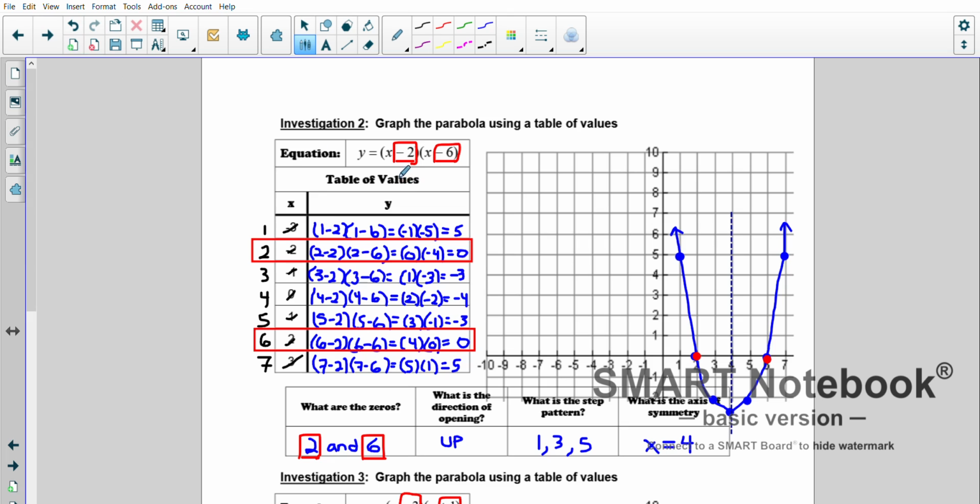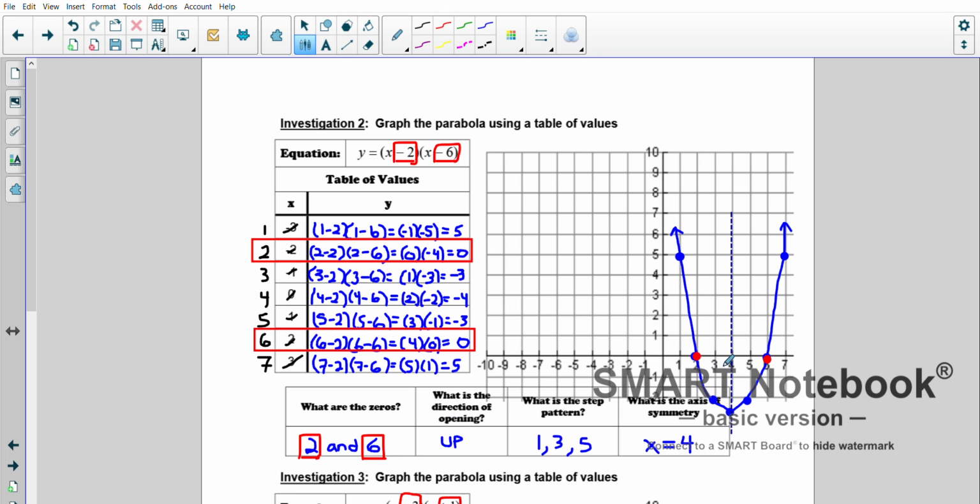So here's another one. x minus 2, x minus 6. So again, I've kind of modified the x values to make this graph show more of what we want it to. And again, I've done all the math already, so when I plot these values from the table, I get a parabola.